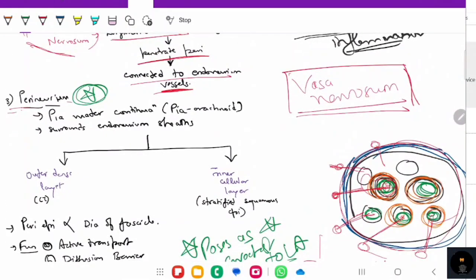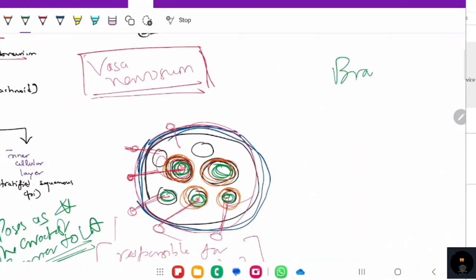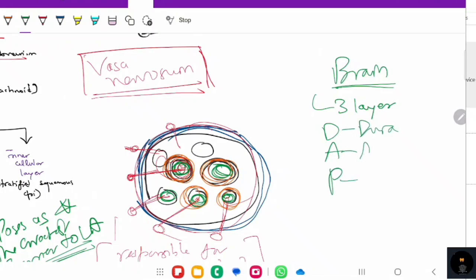So perineurium is nothing but a pia mater continuation. What is pia mater? Brain, as we all know, is covered with three layers. Can be remembered as DAP: Dura, arachnoid, pia.